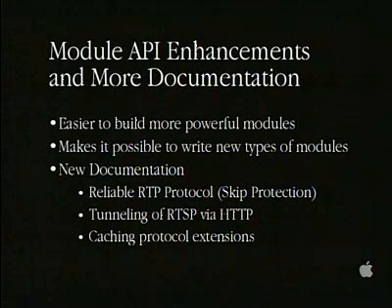We've also listened to developers and provided some documentation on some things that people have been screaming for. We've documented our reliable RTP protocol, which the marketing term is skip protection. So if anybody's writing a compliant player or a compliant server, that's documented now. We've also documented our implementation of tunneling RTSP over HTTP. And we've also got some caching protocol extensions. For developers who are writing streaming caches or proxies, we've documented those extensions so that they can take advantage of some of the really good things those protocol extensions provide.